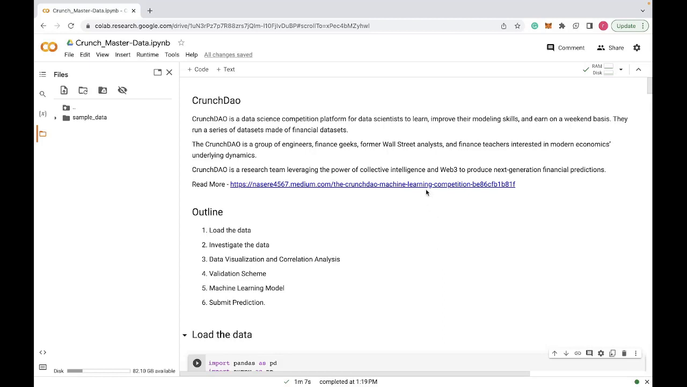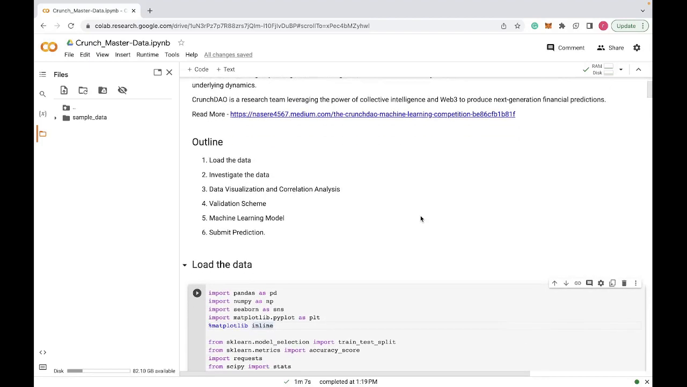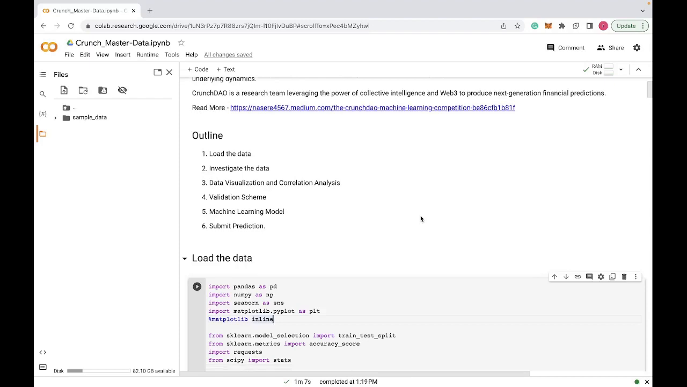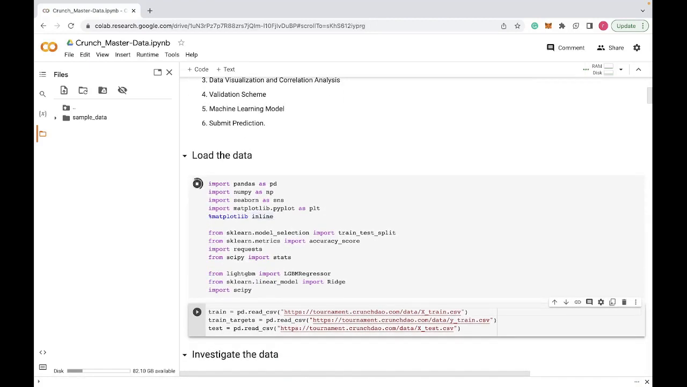predictions. If you want to get to know more about the CrunchDAO machine learning competition, you can read my blog post here. I'm going to be reading this code on my GitHub repository, which I'm going to share on my YouTube channel. The outline of this notebook is for us to load the data, investigate the data, do validation and correlation analysis, look at the validation scheme used, the machine learning model used, and submit our prediction on the CrunchDAO platform. So let's load our data.